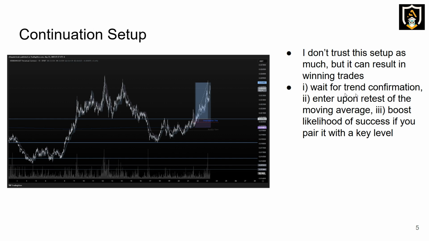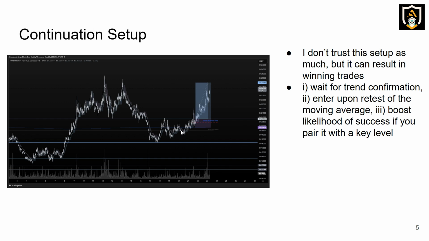I summarized it here: wait for the trend confirmation, and enter upon the retest of the moving average. It boosts the likelihood of success if you pair it with the key level. I don't use this setup as much; I prefer the trend to be lost and then regained. These continuation setups are much more useful if you catch them earlier.